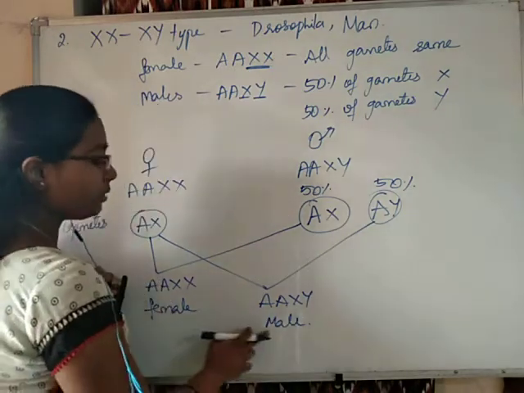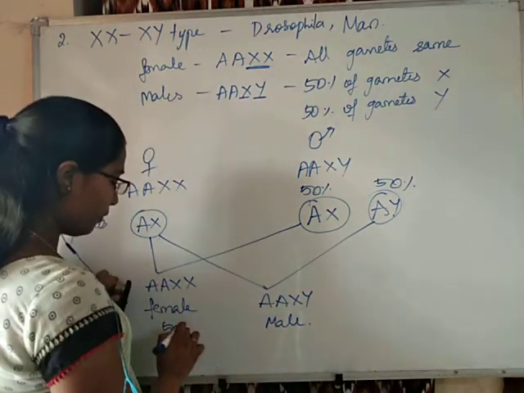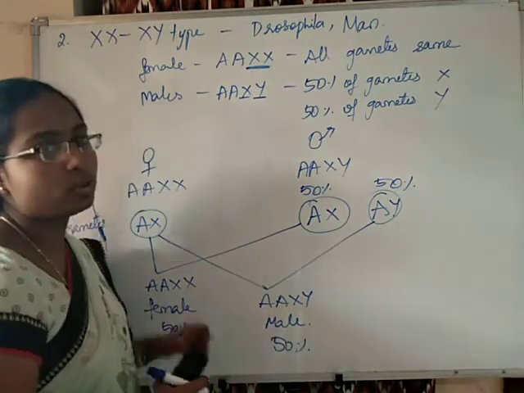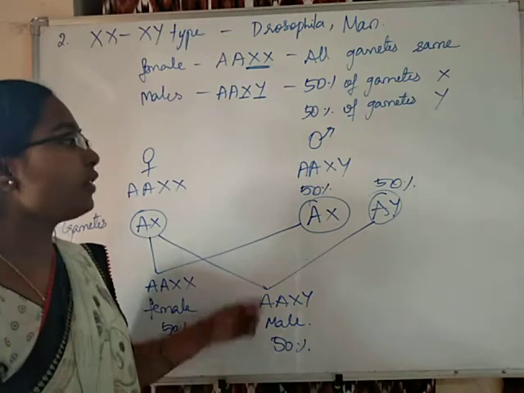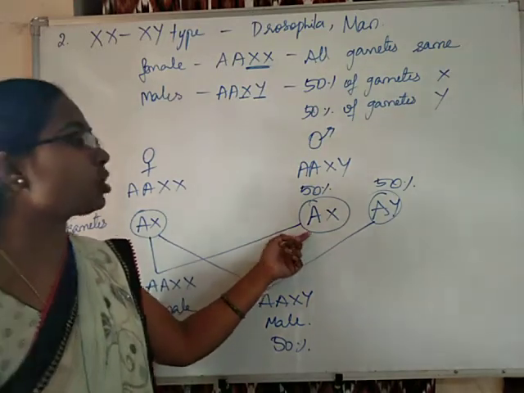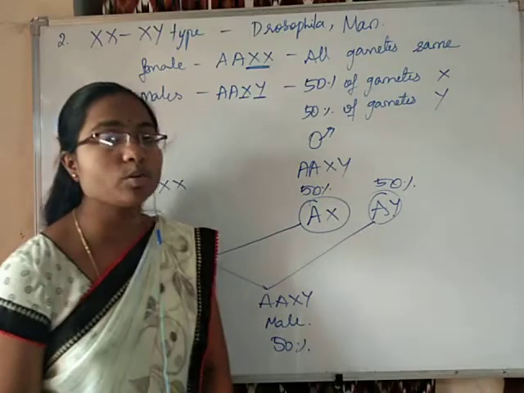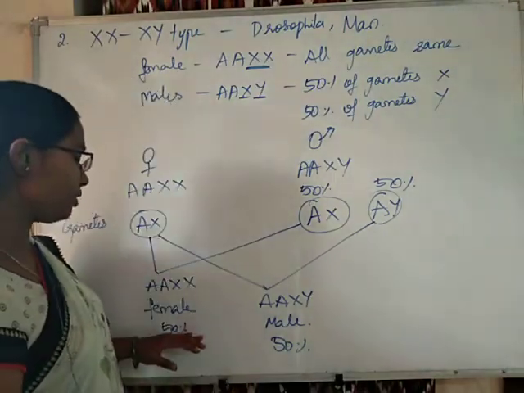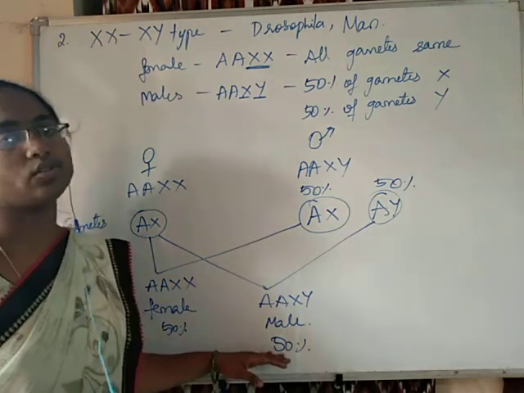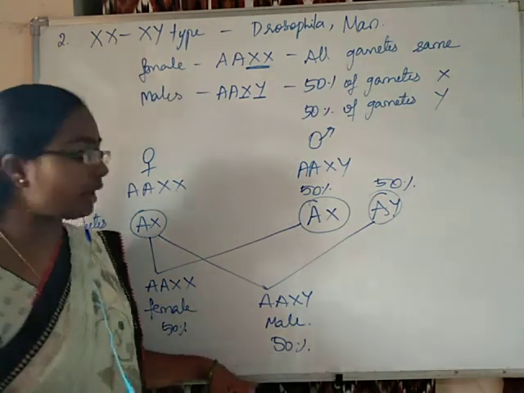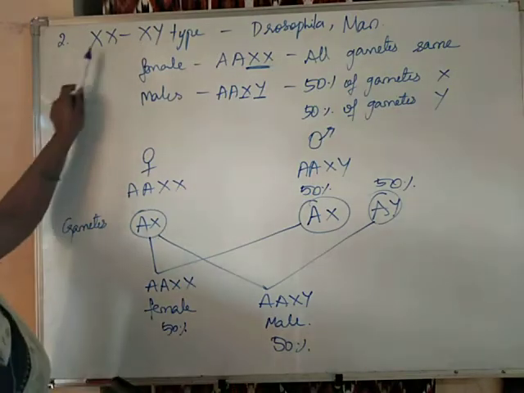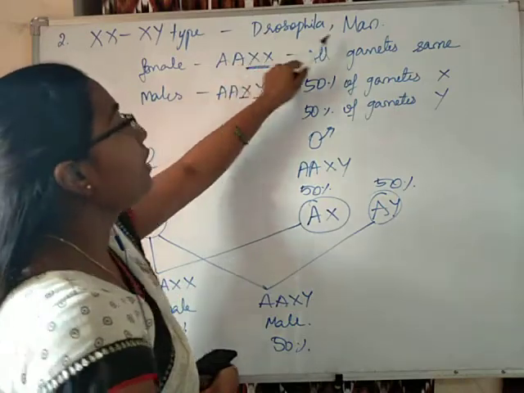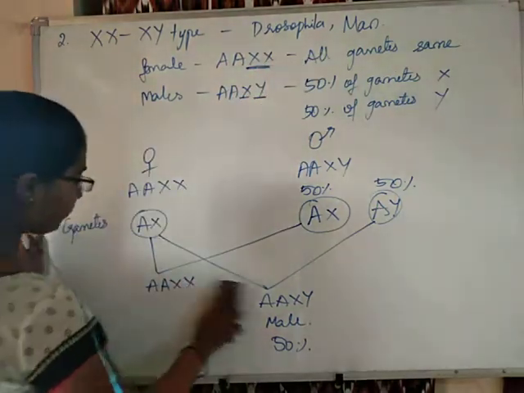So in that way females and males have equal chances. There is a chance for 50% male individuals and 50% female individuals to occur in the daughter individuals, because 50% of the sperms have X chromosome and 50% of the sperms have Y chromosome. They have an equal chance of fertilizing the ovum. So this is all about XX, XY type of sex determination, which is found in Drosophila and man.